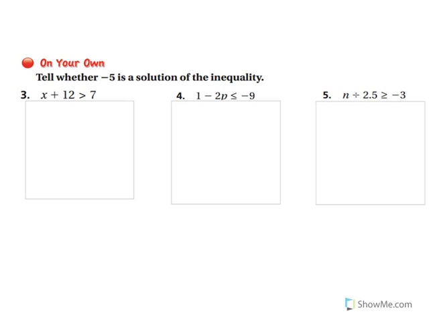So we're using, it says tell whether -5 is a solution of the inequality. So we're going to test -5 for every x value. So we have -5 plus 12 is greater than 7. And negative 5 plus 12 is 7. Is 7 greater than 7? Nope. It is equal to 7, but is not greater than 7. So this will be a no.